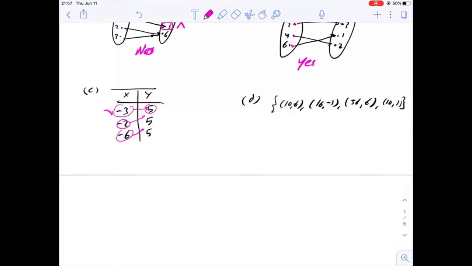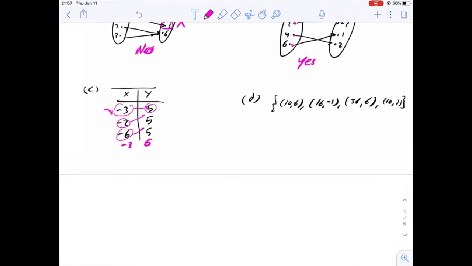This is 1 output for -3. But if we have -3 and 6, this is not a function, because for the same input, we got 2 outputs, and that's not a function.